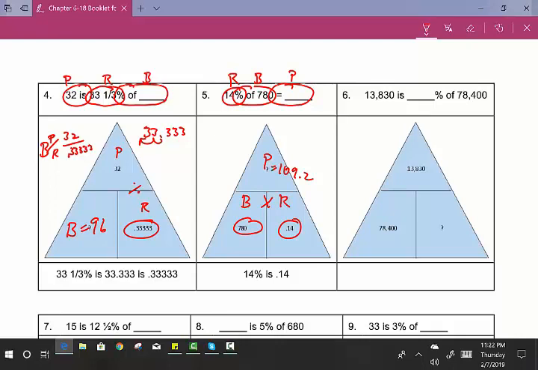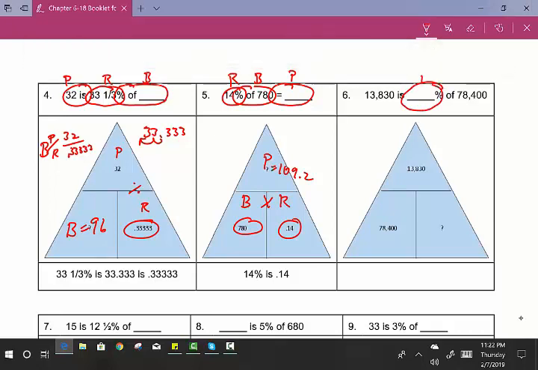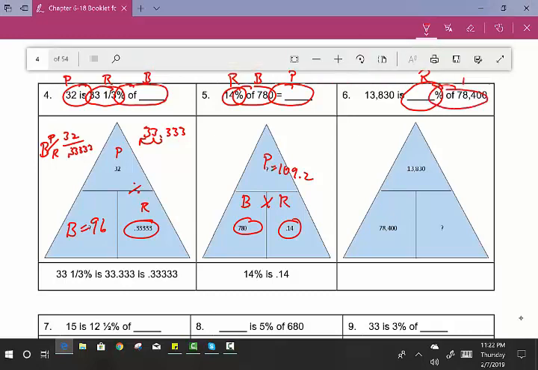Okay, let's take a look at number 6. Okay, the rate is unknown. That's what I'm solving for. And the number that generally follows percent of is your base. The number associated with is or equal is your part. So we are solving for the rate. The rate is equal to the part divided by the base. Okay, so the part is 13,830 divided by 78,400.